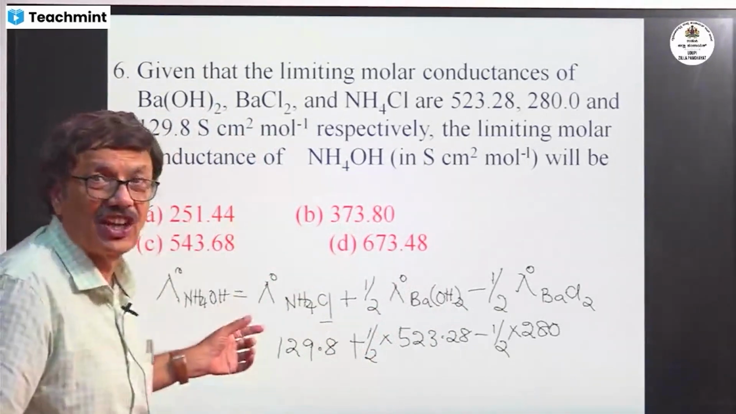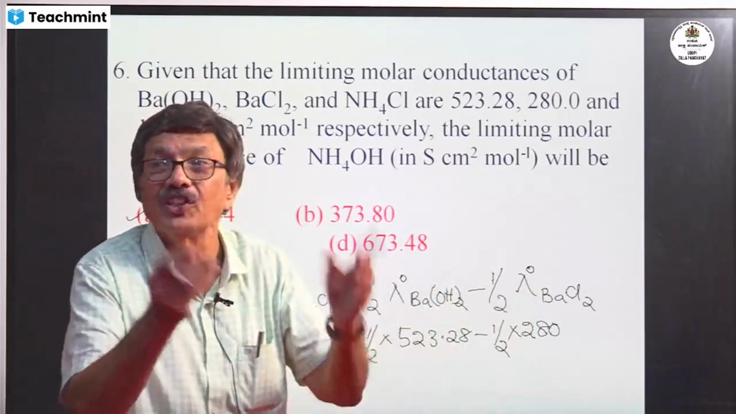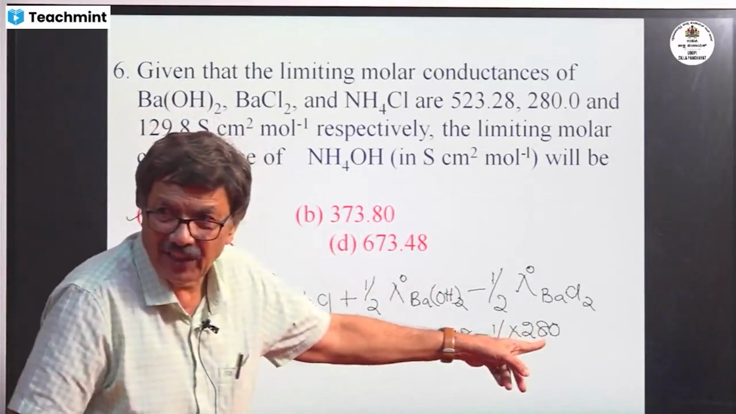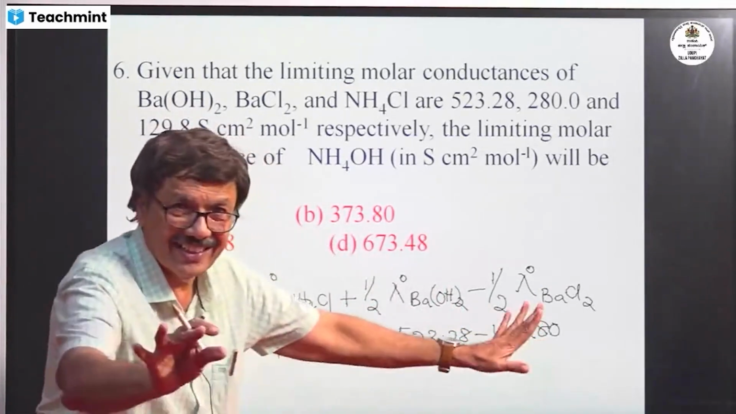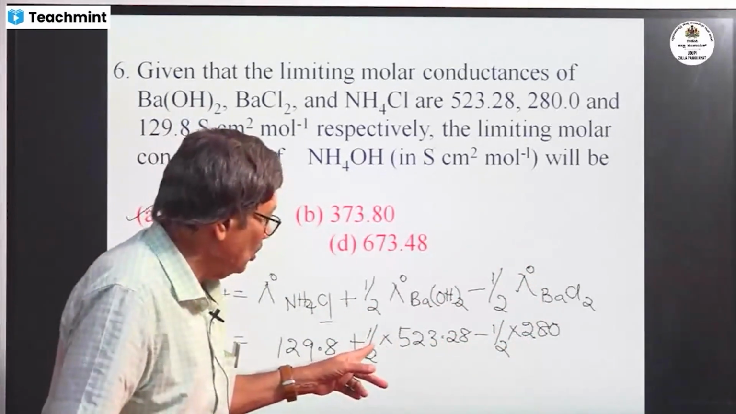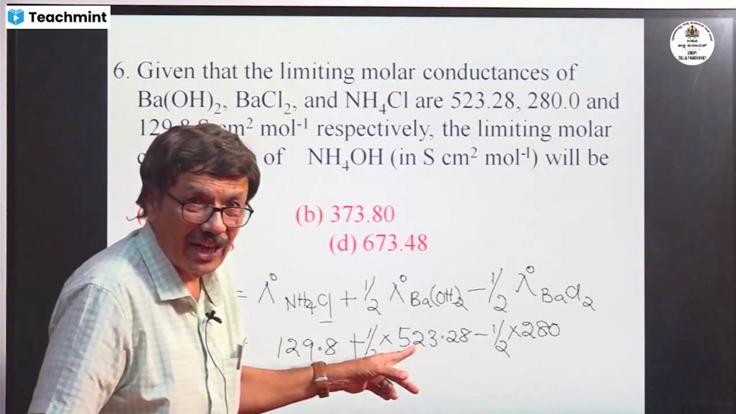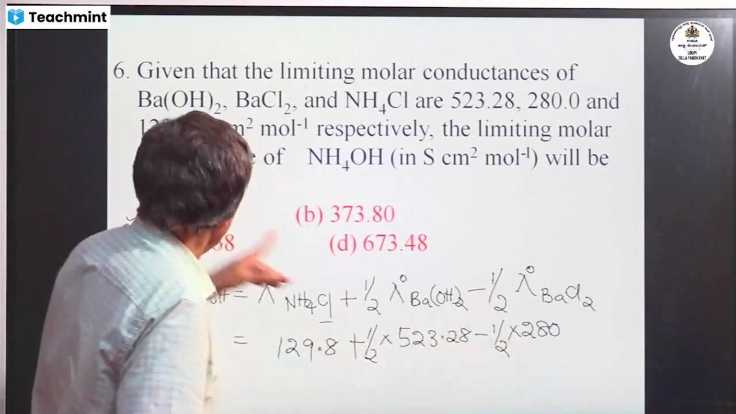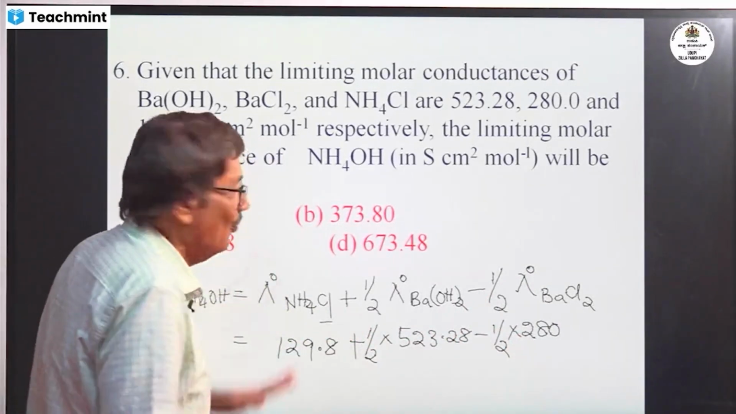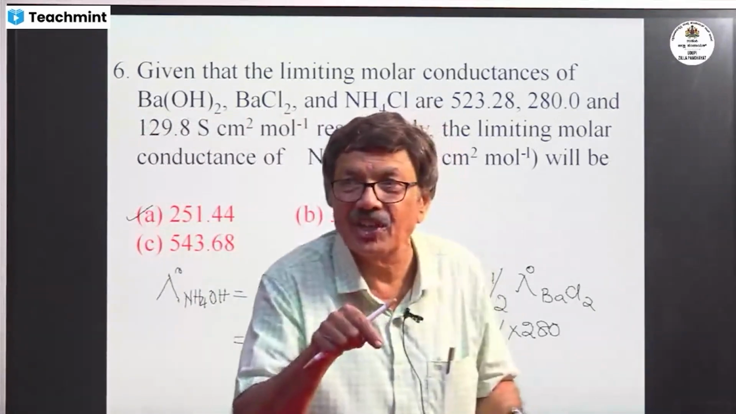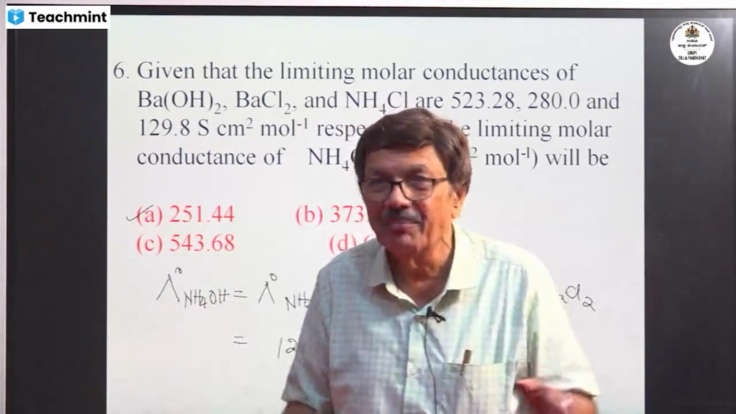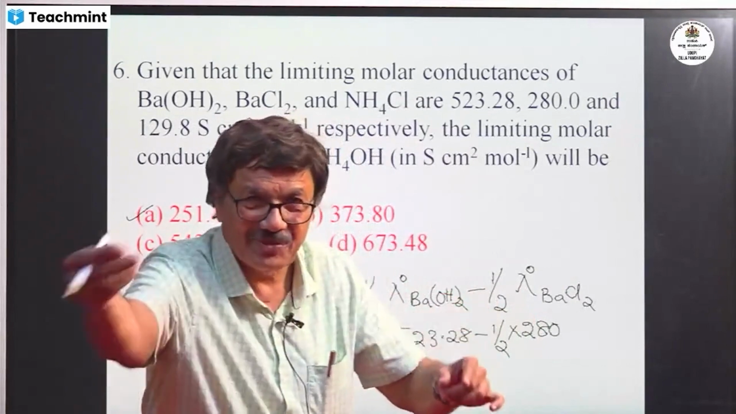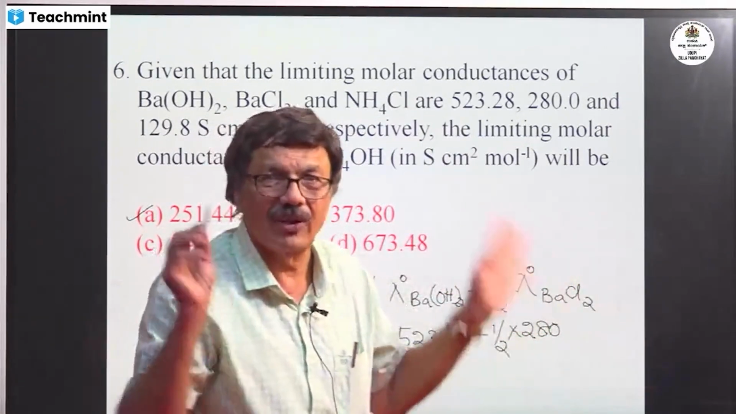Like that, instead of going on simplifying, sometimes you have to use logic. Understood? See, 129.8, and half of 280 is almost 140, so this almost gets cancelled. Your answer should be very near to half of 523, a little less, because what you have to subtract is a little more. So the right answer is 251.44. Even for your board examination, simple problems of this type they will ask. But here you have to multiply it by half, etc. For the board examination, just add two and subtract one, you will get the answer. This is based on Kohlrausch's law. Hope that it is clear.